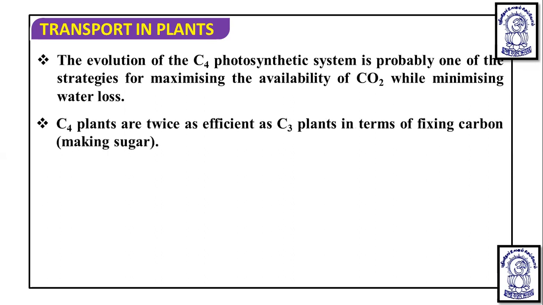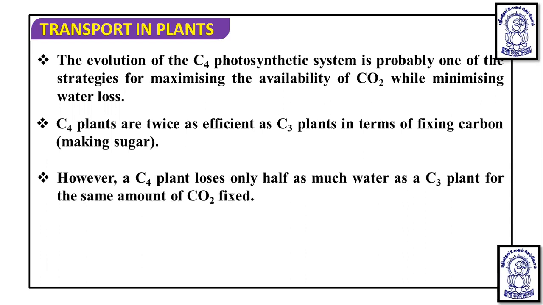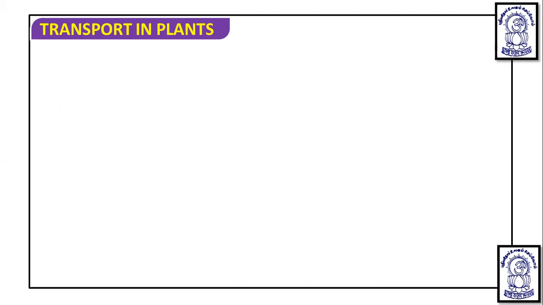So C4 plants are twice as efficient as C3 plants in terms of fixing carbon, because in C3 plants, as we will discuss, carboxylation cannot occur always, since the Rubisco enzyme can act as carboxylase and oxygenase. But in C4 plants, the first CO2 fixation takes place by PEP carboxylase, which carries out only carboxylation. Because of this, C4 plants are twice as efficient as C3 plants in fixing carbon. This cannot be easily understood here, but it will be understood more in the photosynthesis chapter. C4 plants lose only half as much water as C3 plants for the same amount of CO2 fixed. Because of this, C4 are more beneficial than C3.